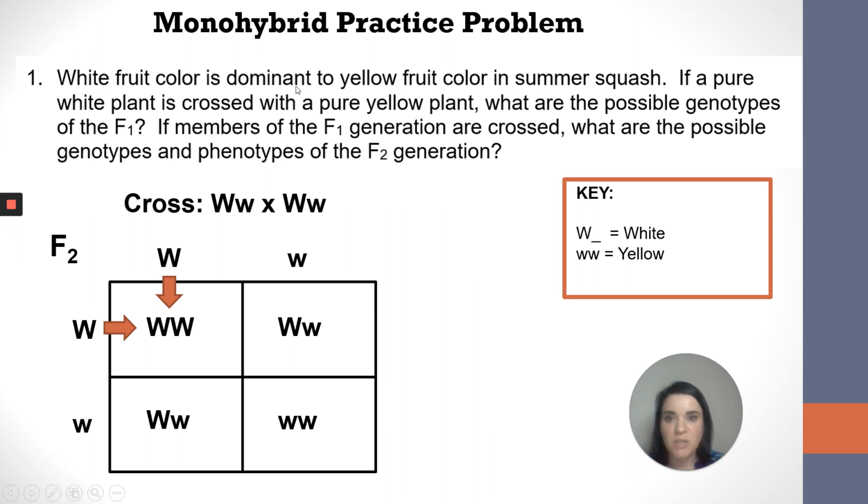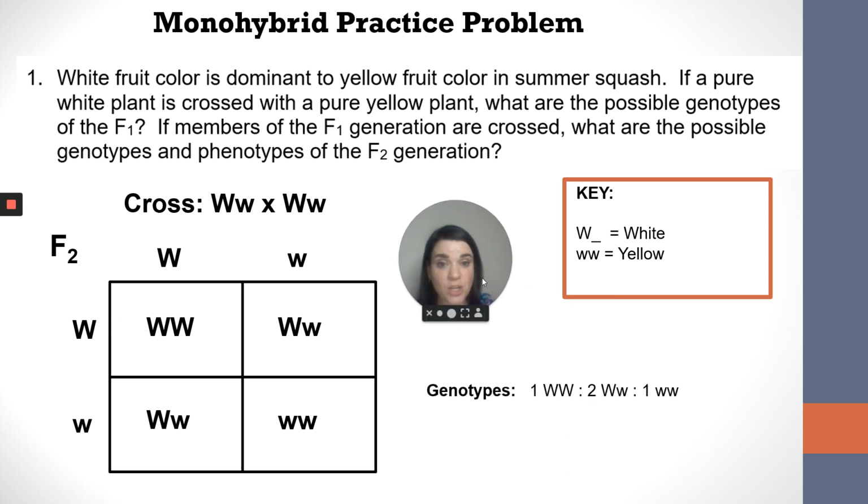No. Read the question. What are the possible genotypes and phenotypes? So don't just give me this. You need to tell me what the possibilities are. What's that ratio? So for the genotype, it's going to be that 1 to 2 to 1 ratio that we talked about in the other video, right? We have one homozygous dominant, two heterozygous individuals, and one homozygous recessive. There are 3 different types of genotypes here. And the ratio of those genotypes is 1 to 2 to 1.